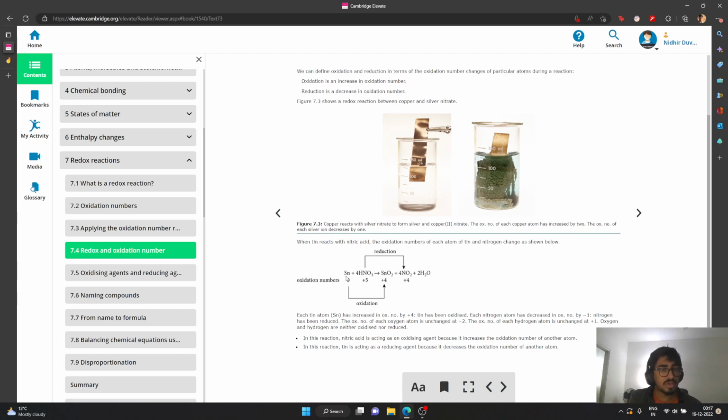So what is oxidized here? Tin. Who is the oxidizing agent? Nitric acid. Again, the opposite is also true. Who is reduced? Nitric acid. Who was the reducing agent? Tin. It caused the reduction to happen. So reducing agents themselves are oxidized, but they reduce the other one.